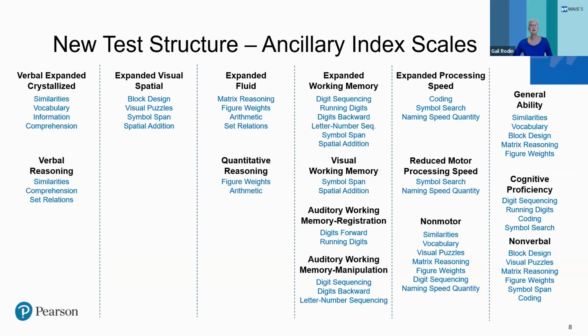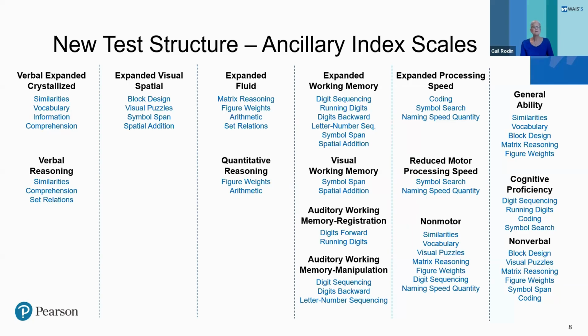Here's a very busy slide, and we're going to take a little bit of time to go over it because it's very important. The columns that you see, the first 5 columns starting on the left-hand side, those are the same as the index scales that I've been showing you. And if you look across the top row of those first 5 columns, you'll see that each of them, in each of those areas, we have an expanded ancillary index scale.